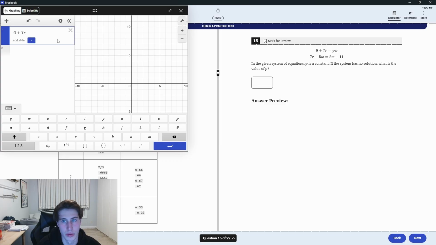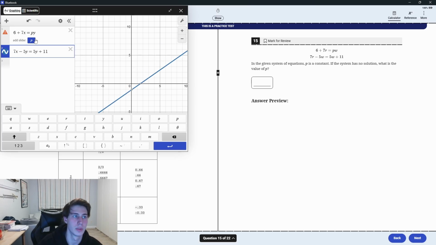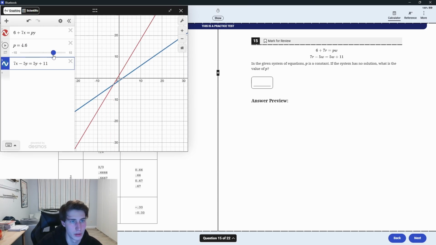So 6 plus 7R equals PW. R is X, W is Y. 7X minus 5Y is equal to 5Y plus 11. Add a slider for P. Alright, let's try the same thing.